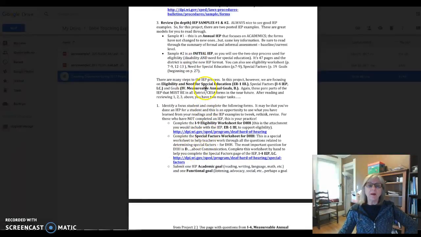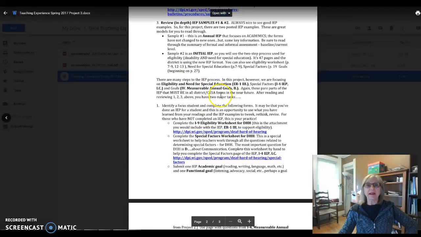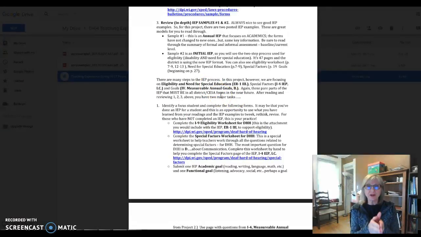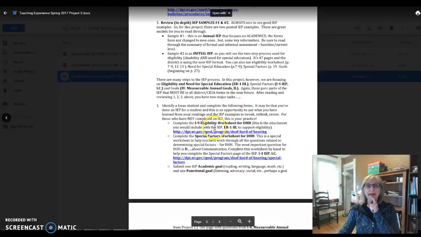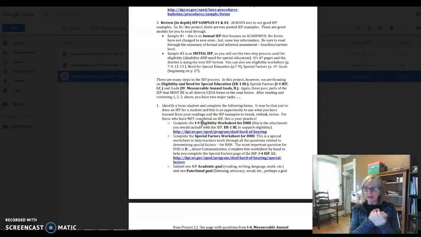And so this is the project, really. We're focusing on eligibility. We're focusing on special factors. And we're focusing on IEP goals and objectives, which are not required for most students, although it is good to have a couple of objectives or benchmarks that give you a little bit of guidance. The project has two major tasks. The first one is that you select a student.